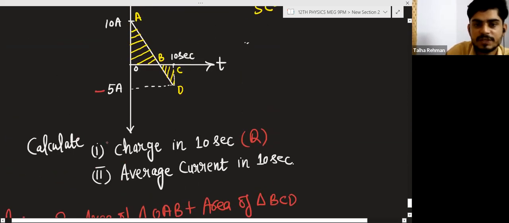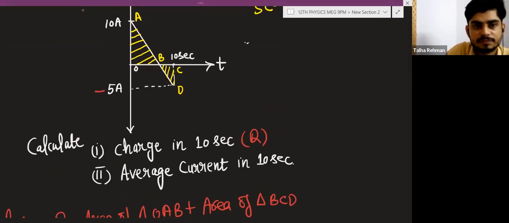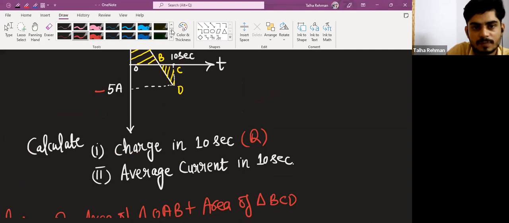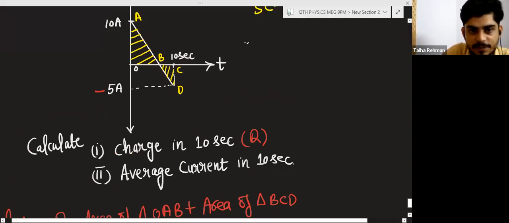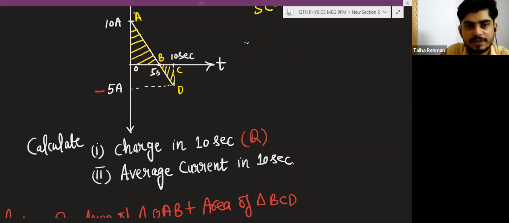And one information is also given here. At this point B, the time is 5 seconds. Here the time is 5 seconds at this point B. This is given in the question. So now you can easily find the area.